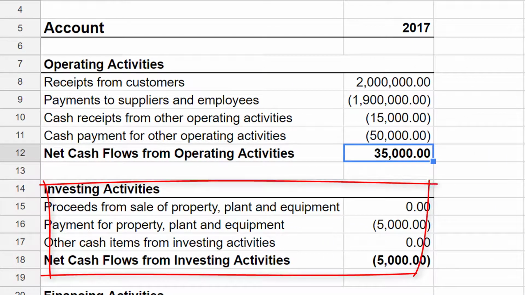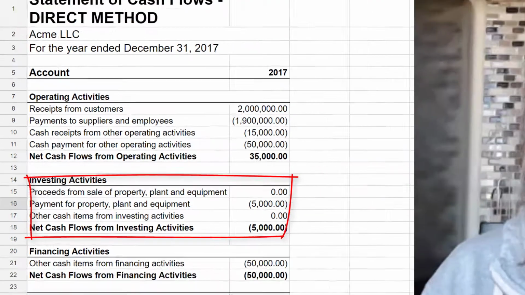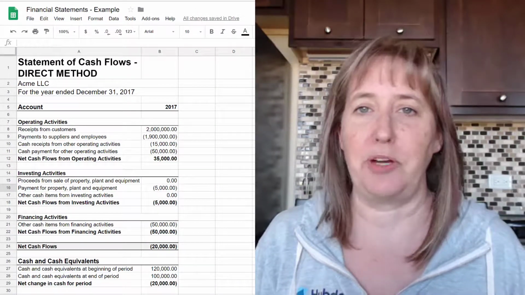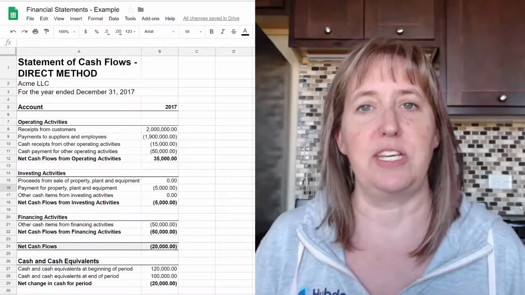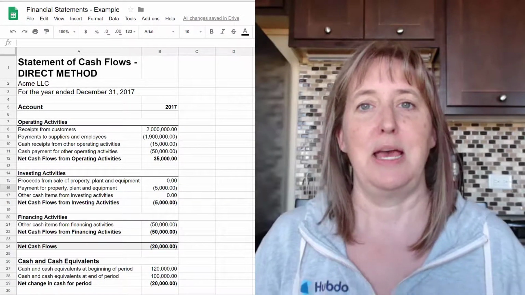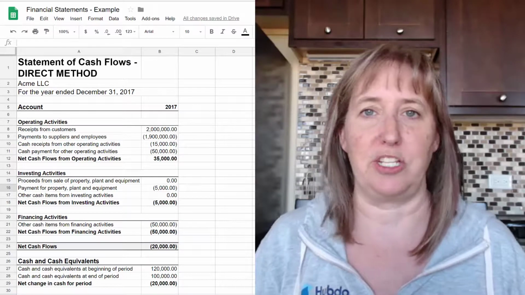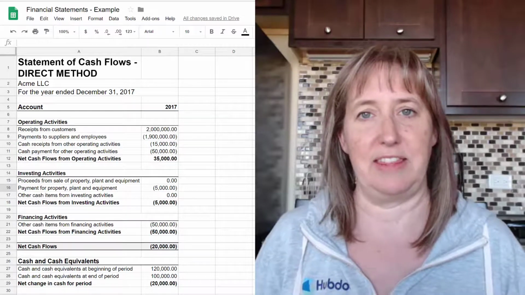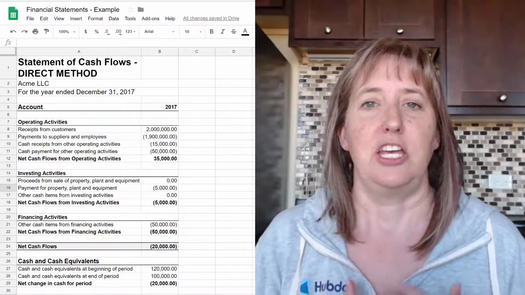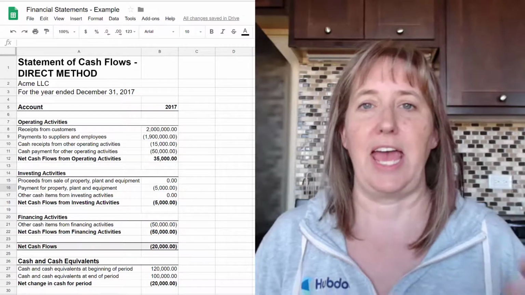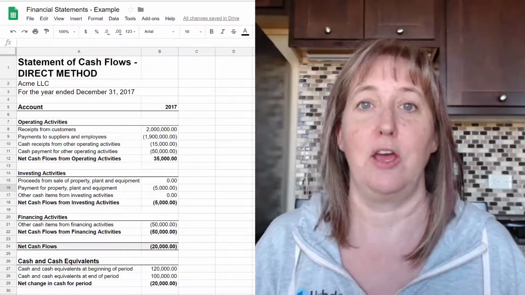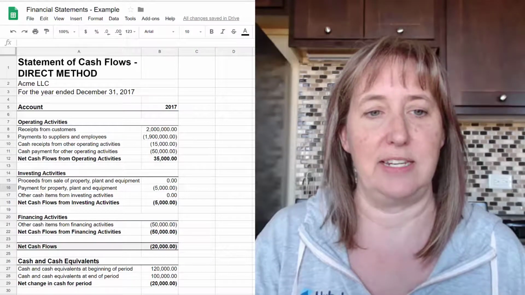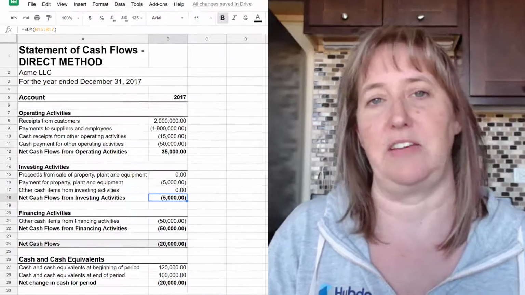Then you move on to investing activities. Investing activities are things like buying property or equipment for use in your business. You're investing in your business, but it's not really the normal operations of business. It's not the normal selling of goods and that sort of thing. It's you buy a piece of equipment and your cash flow goes down because of it. Or you sell some equipment and your cash flow goes up. So that's what that is, net cash flows from investing activities.